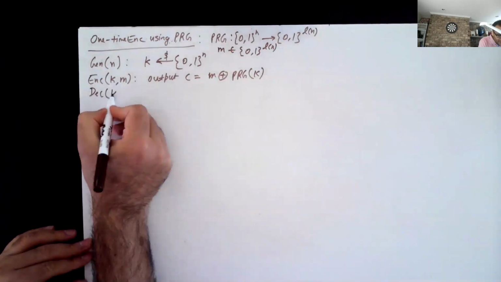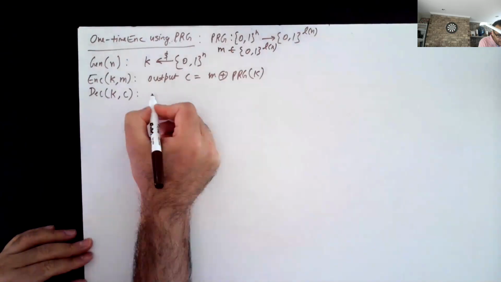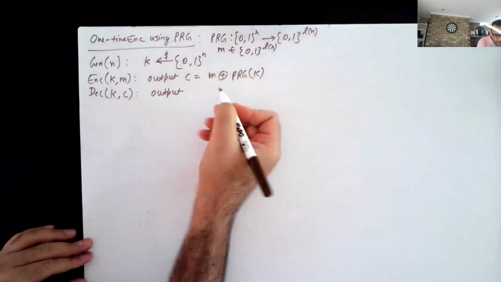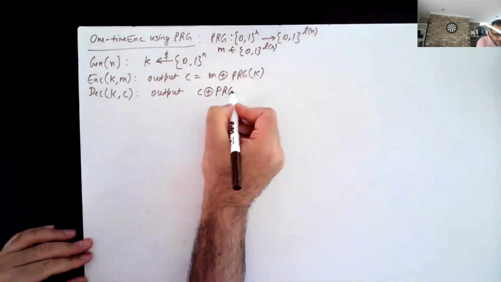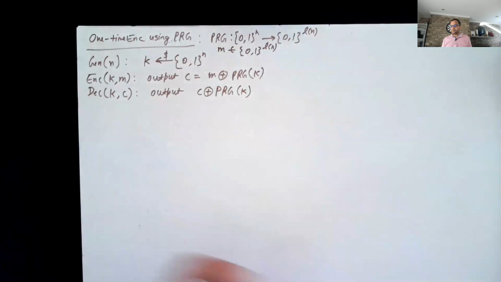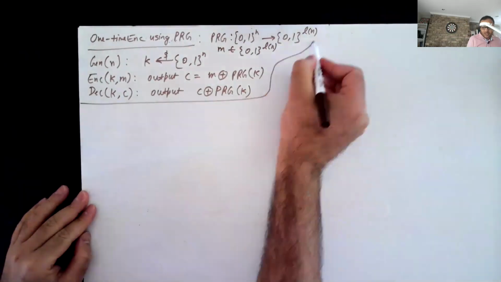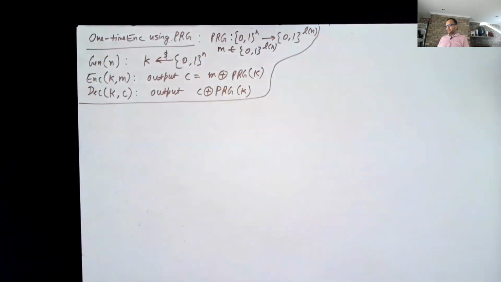How do you decrypt the ciphertext? You output C XOR PRG of K. Okay, correctness is obvious. If you do everything properly, then you get back the same message which you started with, or which you encrypted. And let's try to prove the security.